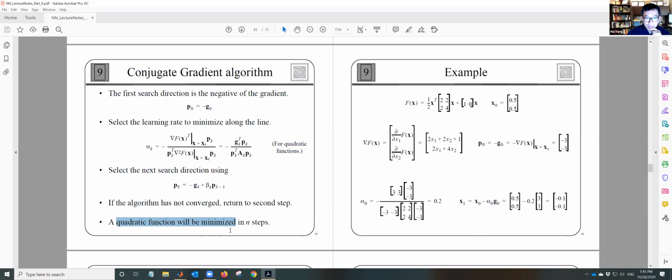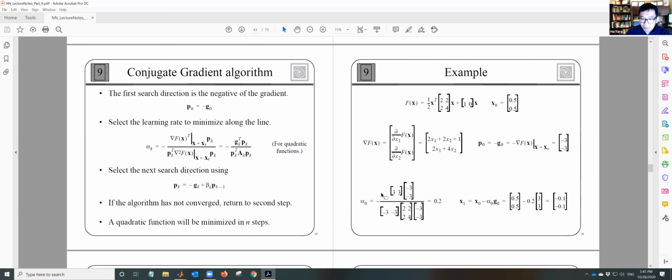A quadratic function will be minimized in n steps. For example, here, this is a quadratic function. Initially, we started at 0.5, 0.5, and we got the gradient. This is our gradient, and the initial search direction is the negative of my gradient. This is my search direction. Then we use minimization along a line. We find our learning rate, and then we find the new direction.